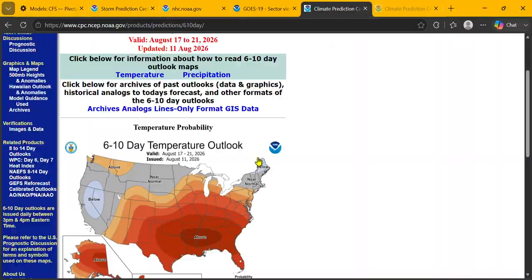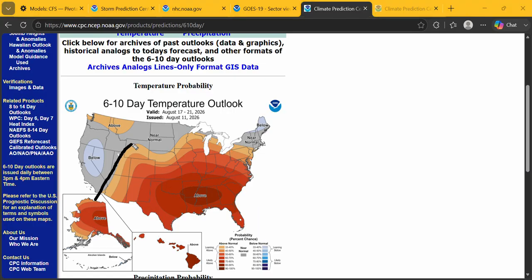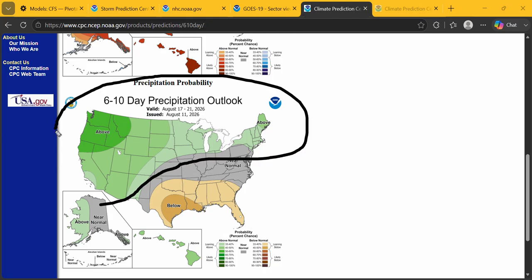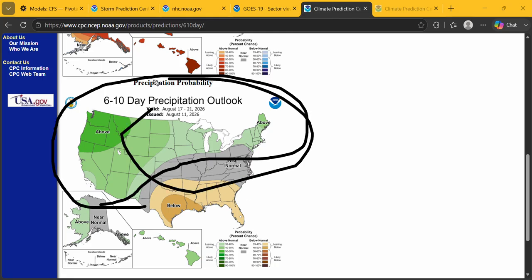So let's see the Climate Prediction Center. We do see this eastern warmth surge, as I was speaking of, and then the Northeast being a little bit cooler. The West is slightly cooler, although I do think they are going to be warmer, especially the Northwest. Let's move down. We do see below average precipitation for these regions, but we do see above average precipitation for a lot of these areas here.